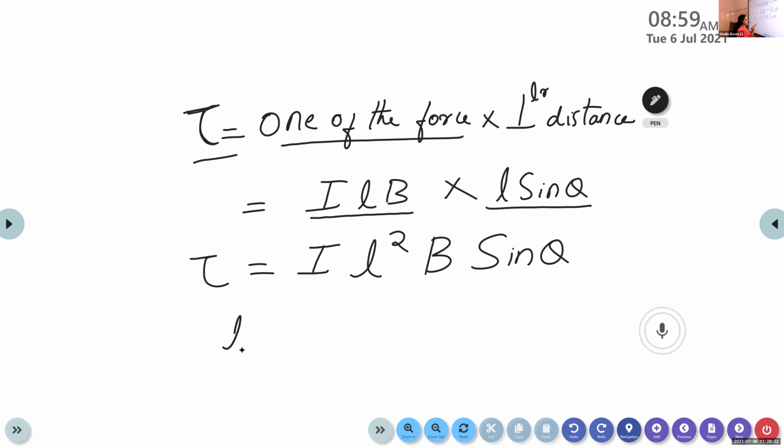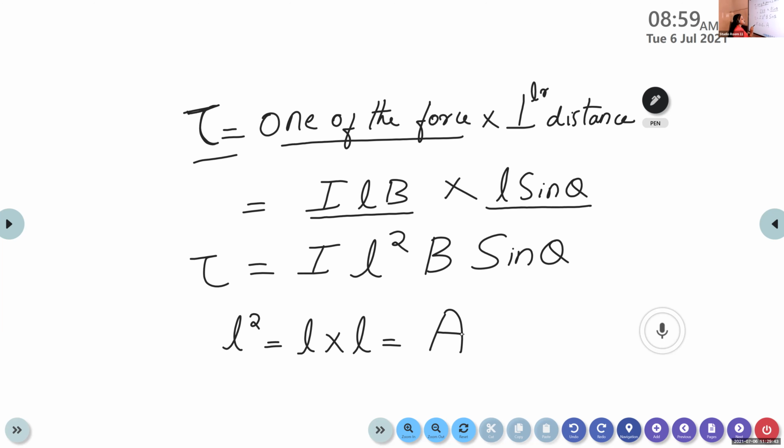Now, what is L square? L square means length into length, that is one side into another side. What is length into length or side into side? Yes, Punya, unmute and say it. Area. It is equal to area.